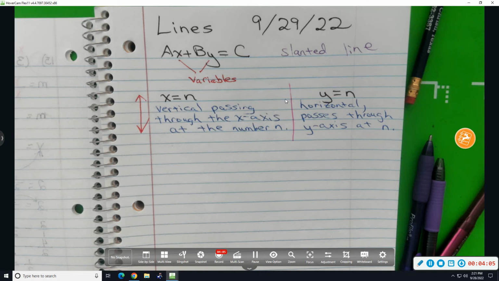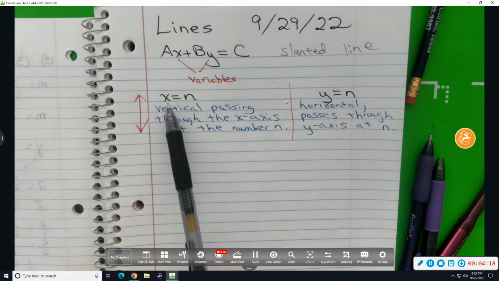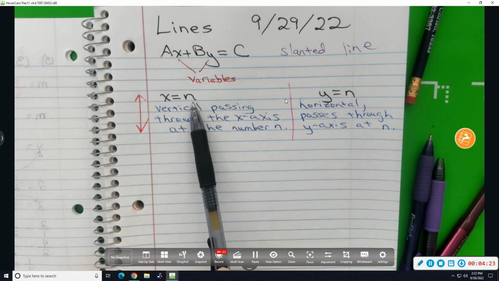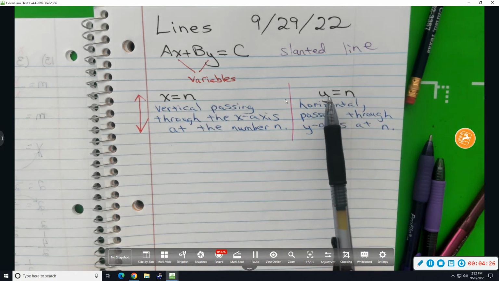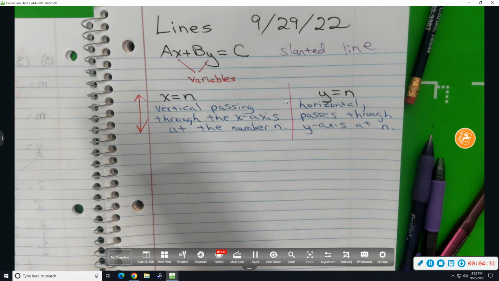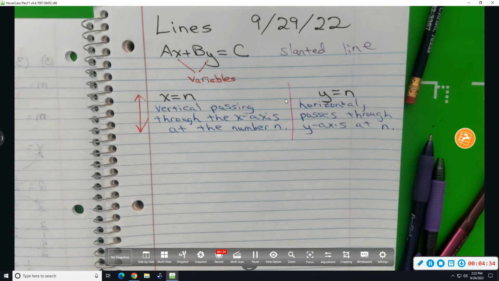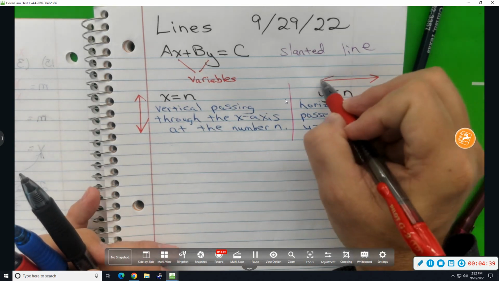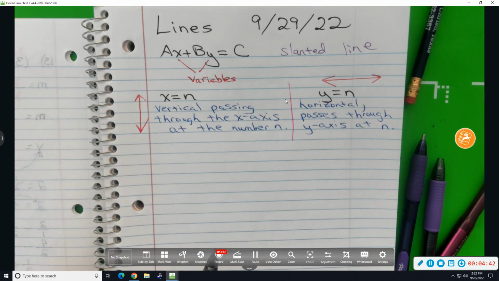This might be exactly the opposite of what you're thinking, because the x-axis is horizontal, but x equals a number is vertical. Why? It's passing through the x-axis. This says what axis the line passes through. This number is the number where it passes through. Likewise, the line's passing through the y-axis, so it's horizontal, passing through the y-axis at that number. So the line passes through the y-axis. Well, it's got to be a horizontal line, not a vertical.